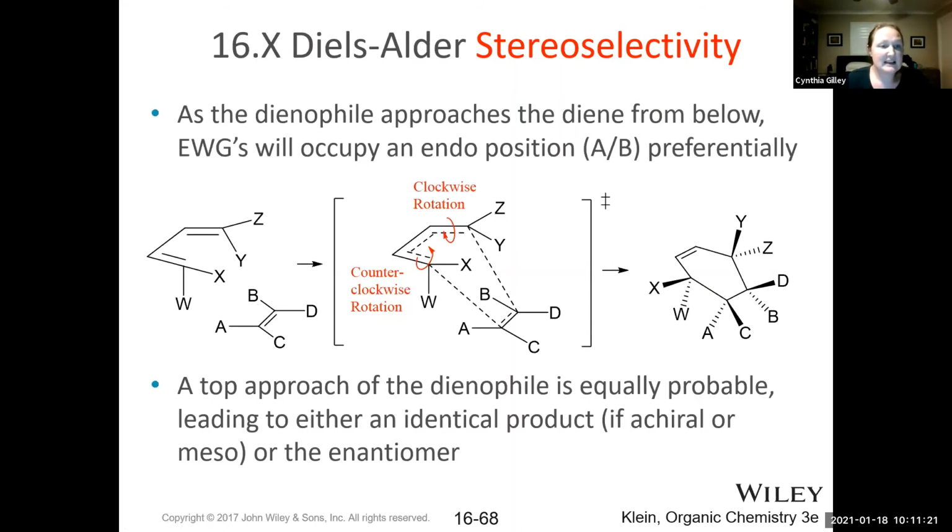So as the dienophile approaches the diene from below, and again, that's just by convention, we show the dienophile approaching from the bottom face of the diene. It has the equal probability of approaching the diene from the top. And when that's the case, everything happens in the exact opposite way. Rotations occur in the exact opposite way, and we lead to an enantiomer if one exists, or the same product if it happens to be a meso product.